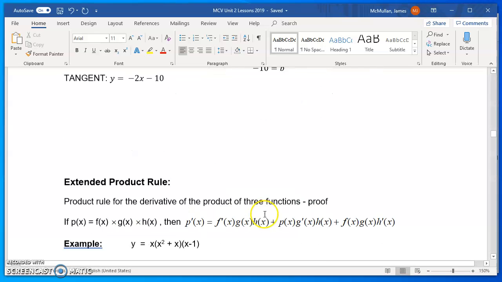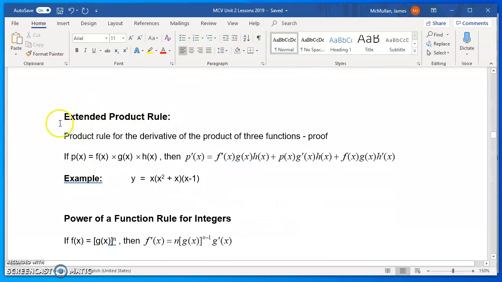Okay, so next we are looking at the extended product rule, which is what happens when you take the derivative of multiple functions times each other. When we did two functions, it was f prime g plus g prime f. When we add a third function, you're now going to have three chunks. Each chunk is going to have a different prime, but all chunks are going to have the same three functions.